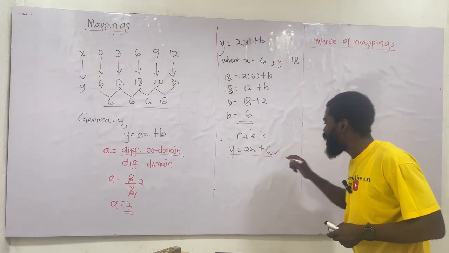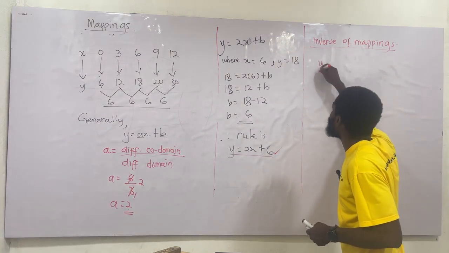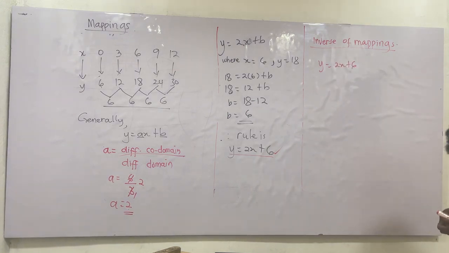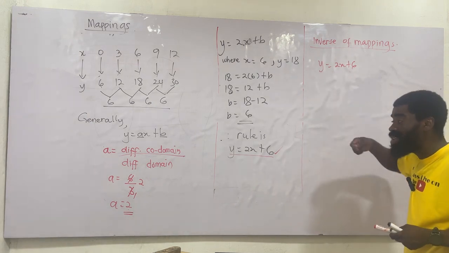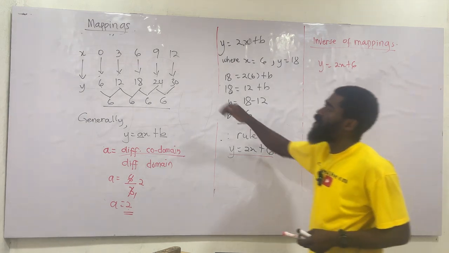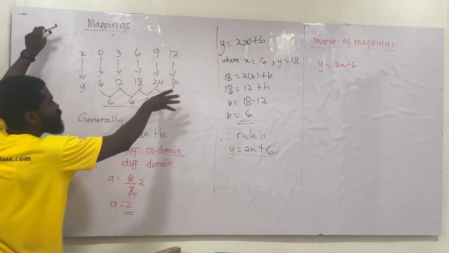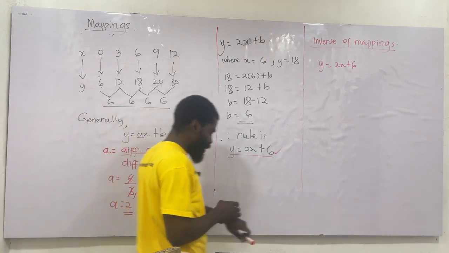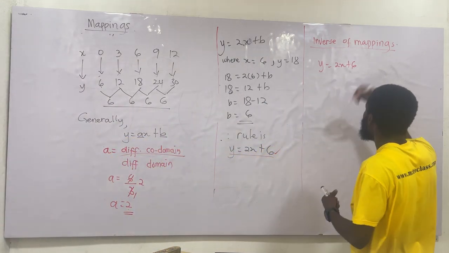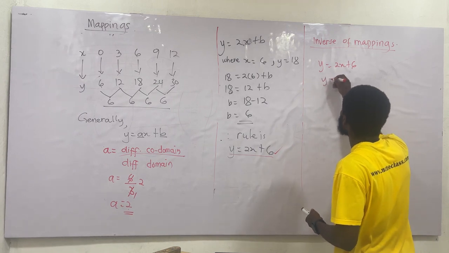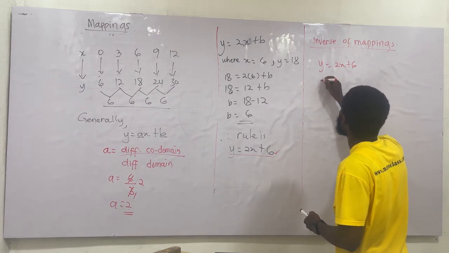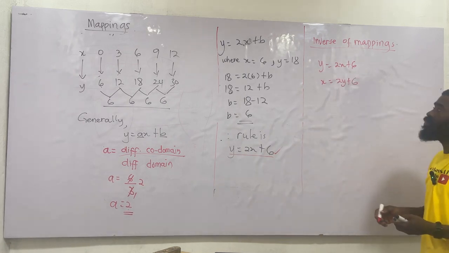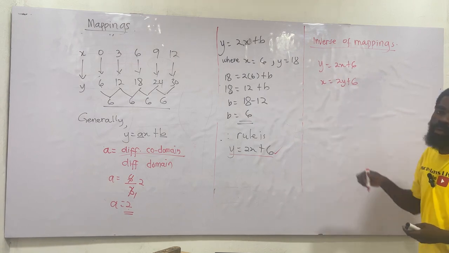Once you have the rule, just take the rule. So for this, I'll take the rule as y equals 2x plus 6. If I'm finding the inverse, I'll interchange. You first of all have to go through the process and get the rule. After getting the rule, you say that y should be equal to, you interchange, and x should be equal to 2y plus 6. Interchange the values of this and this and make y the subject.